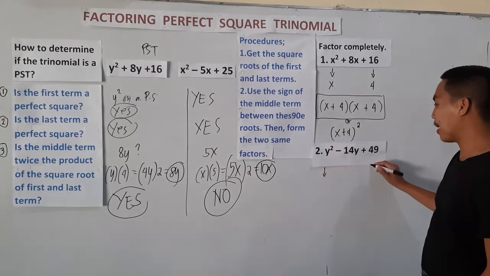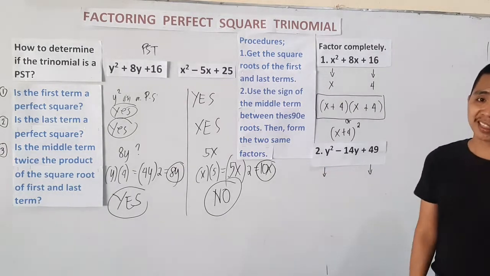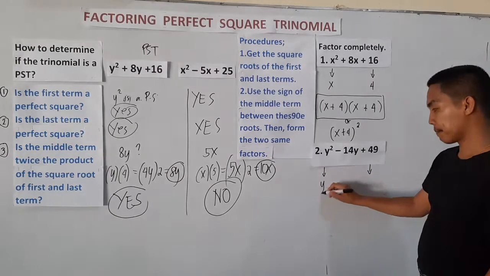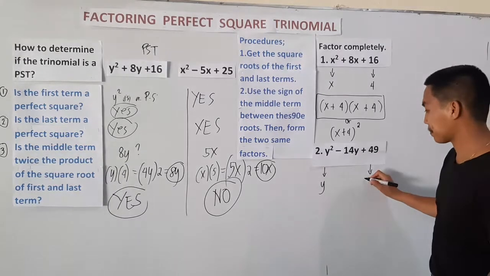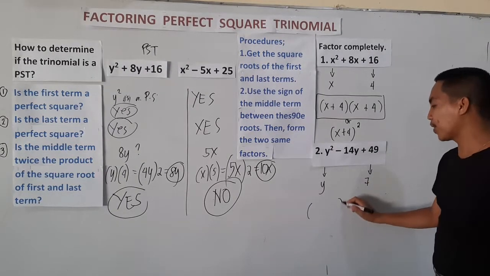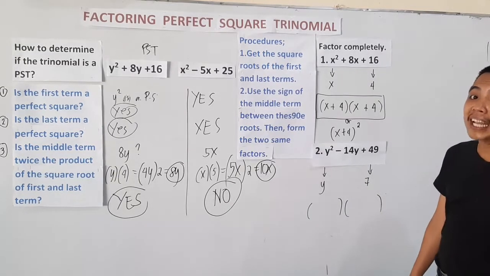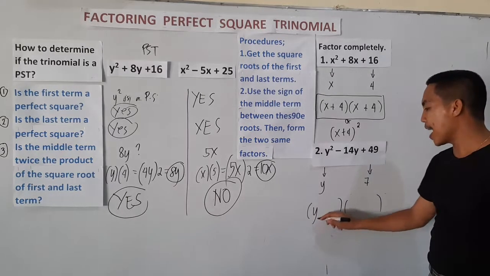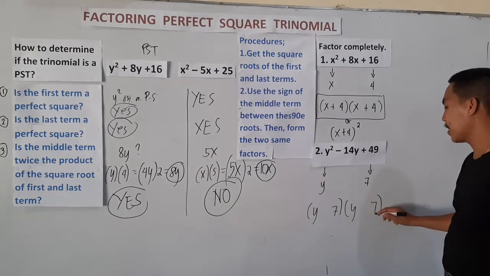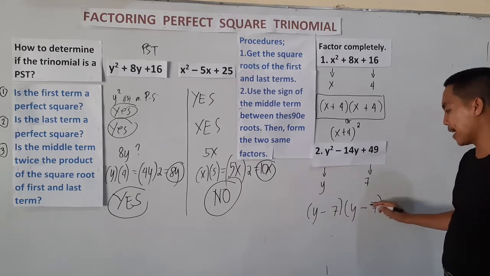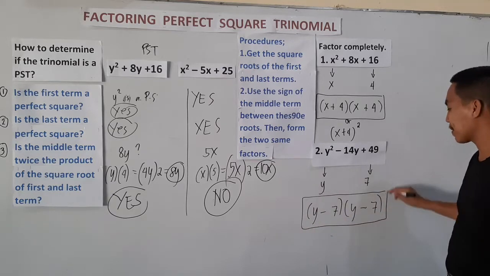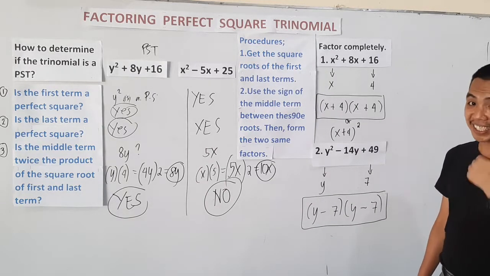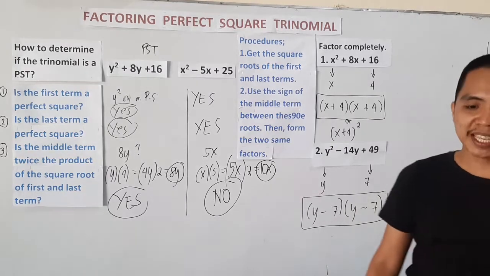First, what you will do, you have to get the square root of the first and the last term. What is the square root of y squared? Square root of 49. Form two factors and use, anong gamitin na sign? Yung sa middle term. Ano yung sign dyan? Minus. So, y 7, kopyahin ko lang, lagay ko ang minus. Minus. So, ito na ang ating sagot ngayon. Do you have any question? Nagets niyo ba? Okay, let's proceed with the last two examples.